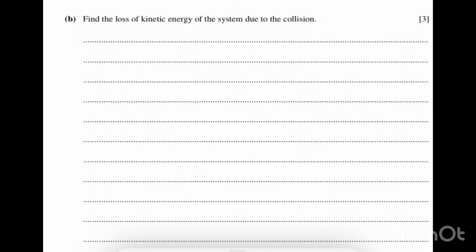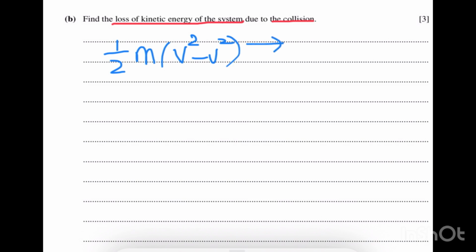On to part B. We have to find the loss of kinetic energy of the system due to the collision. The key words in this question are kinetic energy, system, and collision. The formula for finding a change in kinetic energy is always half times the mass multiplied by the final velocity squared minus initial velocity squared. However, this formula will not work in this part of the question.